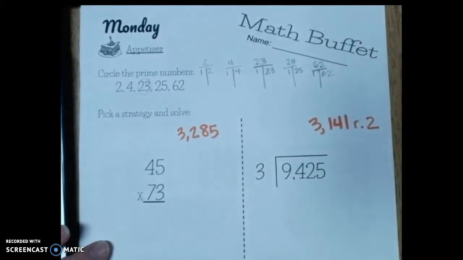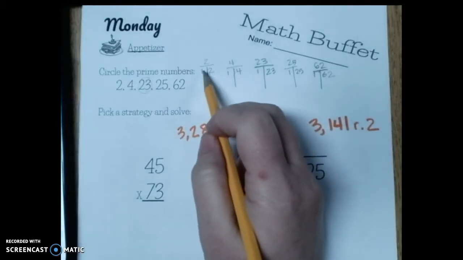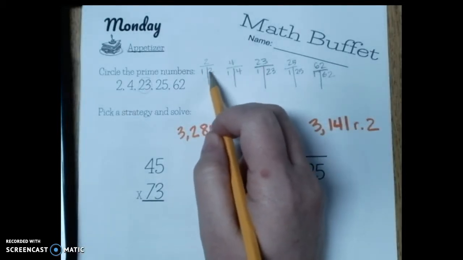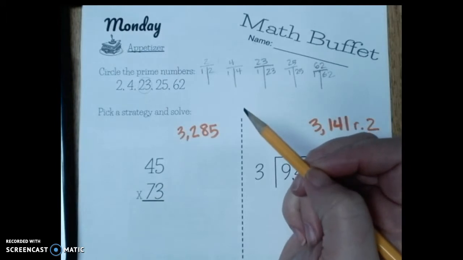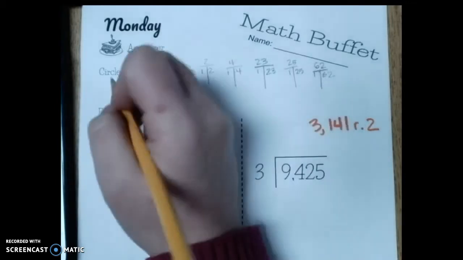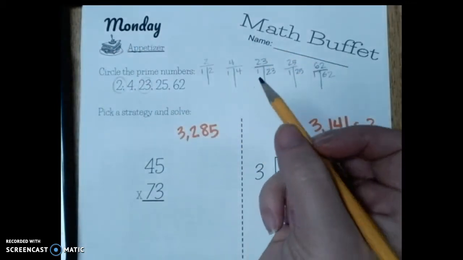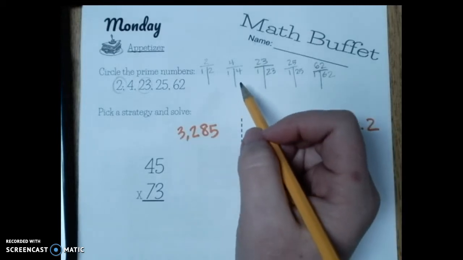Okay, and then I'm going to go through and I'm going to think to myself, are there any other factor pairs I can find? Well, if I have 1 and 2 already, are there any whole numbers between 1 and 2 that I could try? No. And so that makes 2 a prime number. So I'm going to go ahead and circle 2. Okay. Then I'm going to go on to 4.